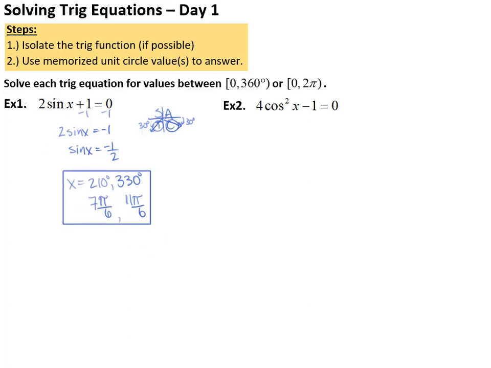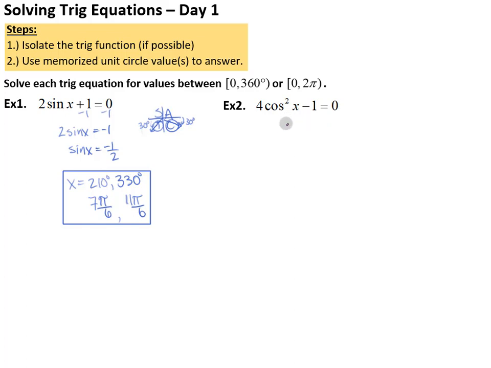So there are all of my answers in both degrees and radians. There are two answers, though. So two answers, just listed in both degrees and radians there. Okay, now number 2 is going to be a little more complicated because our trig value is squared. But just like it says, first thing we're going to do is isolate our trig function.